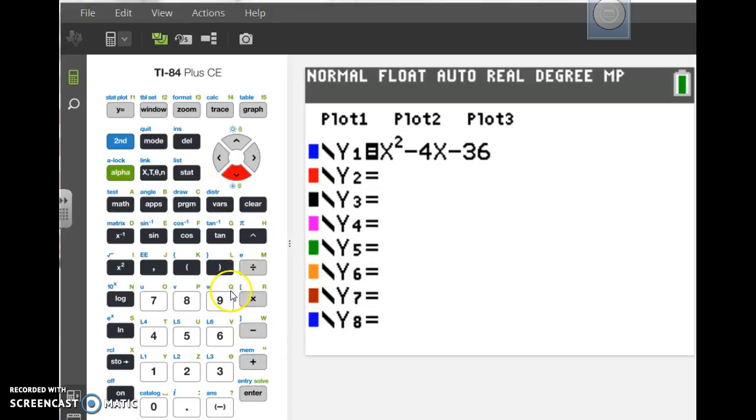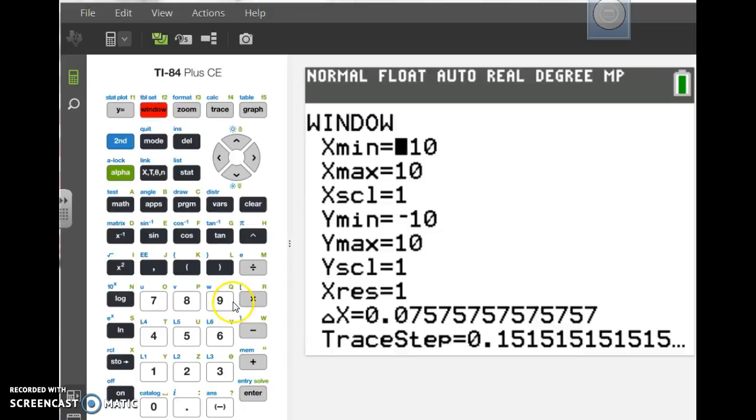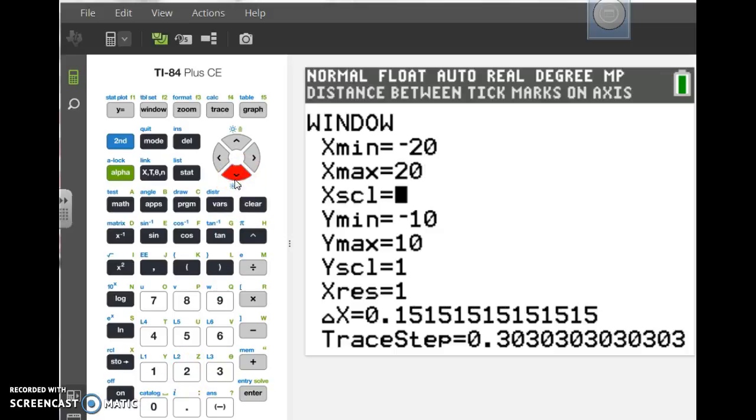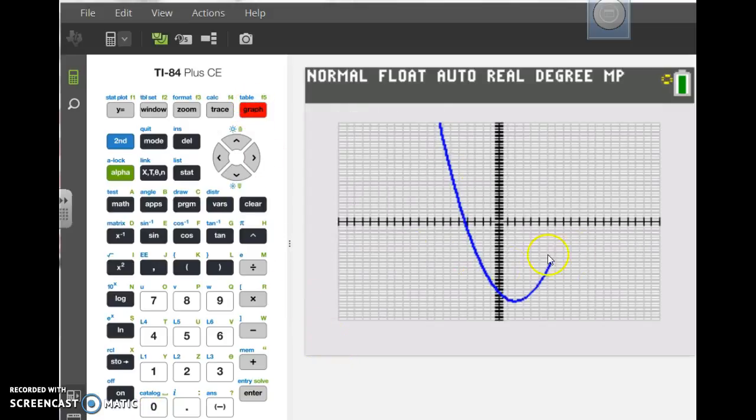Now we want to set our window to match what's on our paper. So if we look at our paper here, x is from negative 20 to positive 20, and y is from negative 50 to positive 50. So let's reset our window so it looks like what's on the paper. So that'll fit on my graph, and it'll look like it's on my paper. All right, so if I hit graph here, I have my graph on so we can see it.